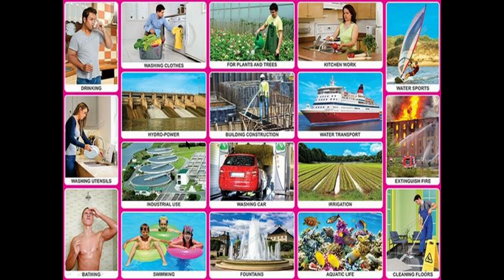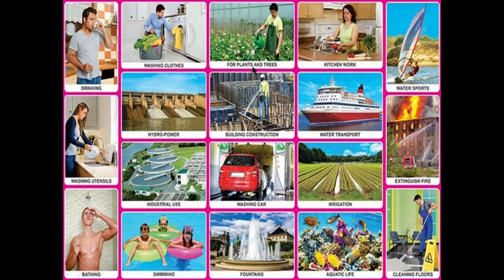Dear little children, do you know that hydropower means electricity can also be generated from water? In this way we can generate electricity from water also. Industrial use: if you go around any factory, everywhere water is needed. So water is also used in factories. And also for enjoyment, that is, during swimming. So how can we enjoy? Because of water we can do that.